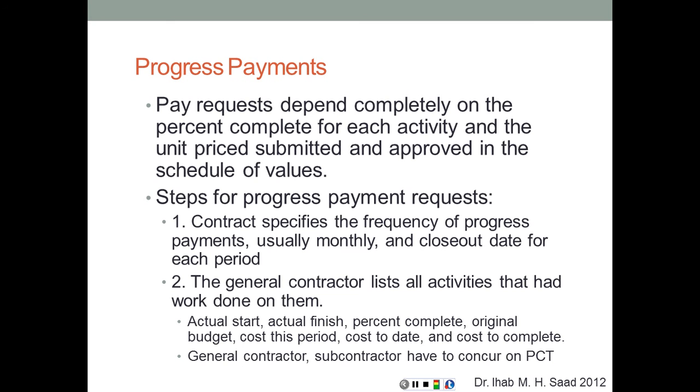And the general contractor and the subcontractor have to concur on percent complete. So again, if you have a subcontractor that submitted this information to you, you have to agree with the subcontractor, so only one percent complete is going to be submitted, and it's usually going to be on the conservative side. So if the subcontractor says it's 75% and you as a GC say no, it's only 70%, what you're going to submit is the 70%, not the 75%.